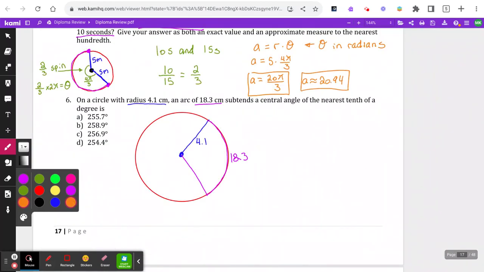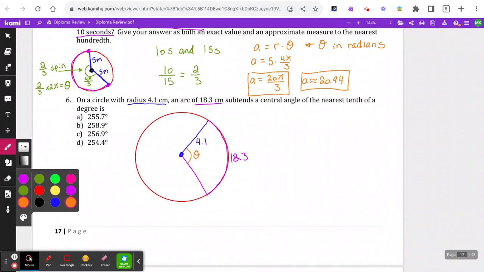Subtends a central angle. So that means they're talking about this angle right here. Remember that our arc length formula is always referring to the angle in between the two radiuses that you're measuring the arc length. So if they had asked for the angle out here, my arc length formula wouldn't work. The arc length formula is doing the angle that's inside of your arc length. It's like contained in that little piece of pie that you've created.